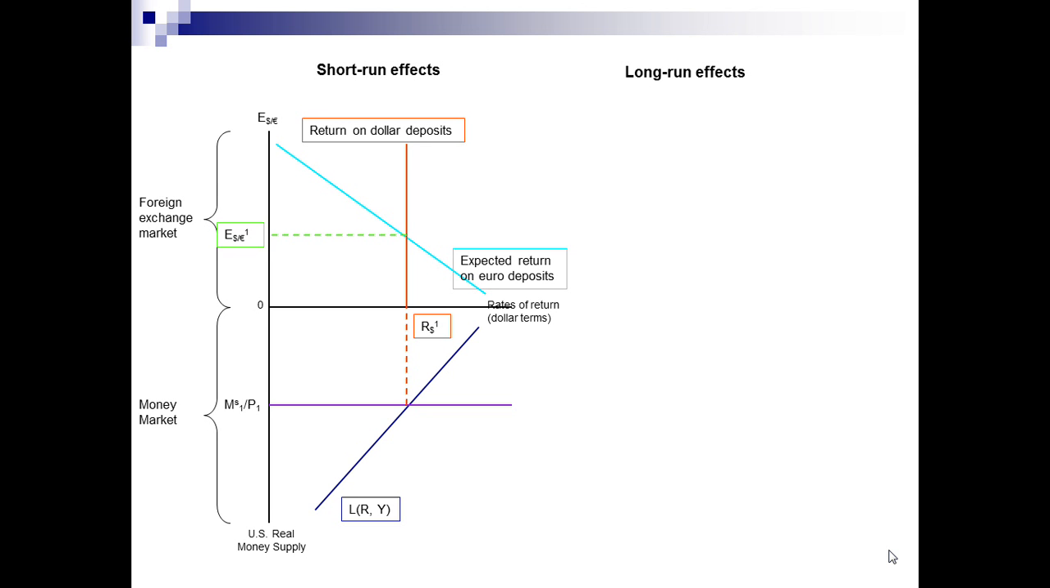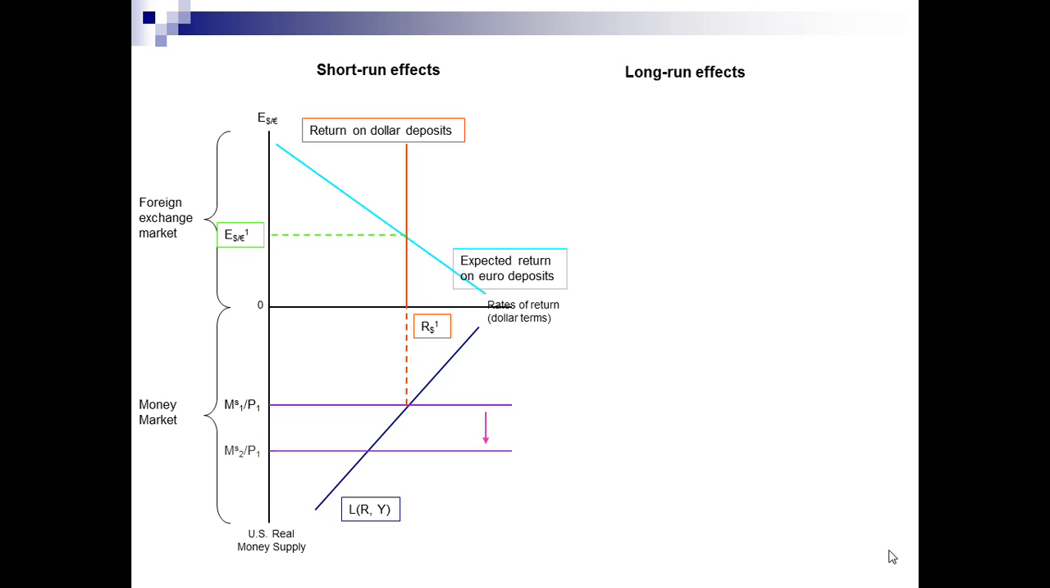We're going to start out with the same graph that we've looked at before, where we have the US money market. Again, the US is the home currency in this case, and the euro is the foreign currency. The bottom panel is the US money market. The equilibrium interest rate is determined by the intersection of the demand for money and the real supply of money curves. This is going to set the return on the dollar deposits in the foreign exchange market, and the interest parity condition is going to give us an initial exchange rate of E1.